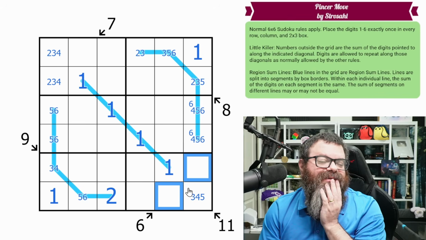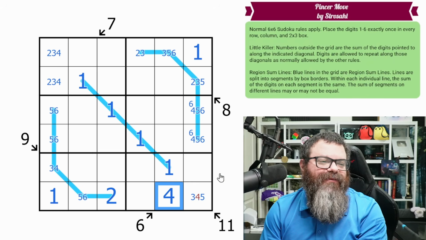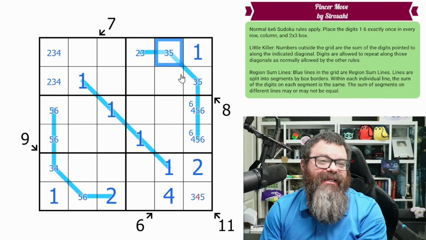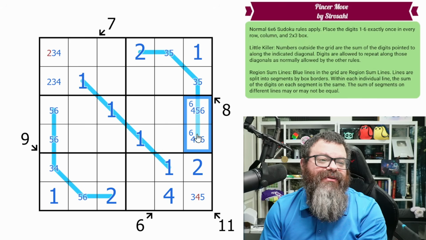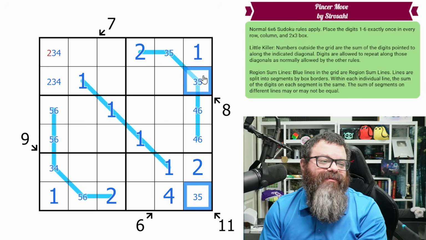These two sum to 6 without a 1. So we're not 1, 5. So we have to be 2, 4. So this is the 4 and this is the 2. So this can't be 2, meaning this can't be 6. So this is a 3, 5 pair, making that a 2, making this a 4, 6 pair. No wonder it worked. And we're left with a 3, 5 pair here.